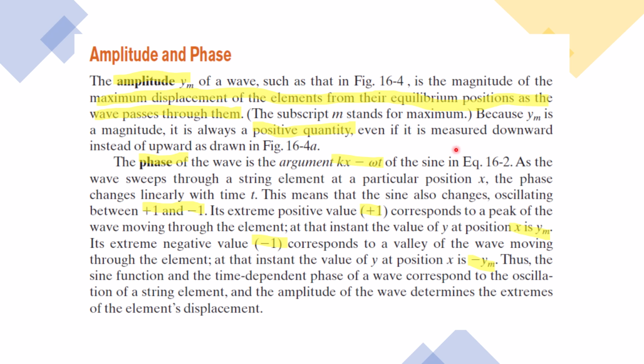Because Ym is a magnitude, it is always a positive quantity, even if it is measured downward instead of upward as drawn in the previous figure. The phase of the wave is the argument of kx minus or plus omega t. As the wave sweeps through a string element at a particular position x, the phase changes linearly with time.